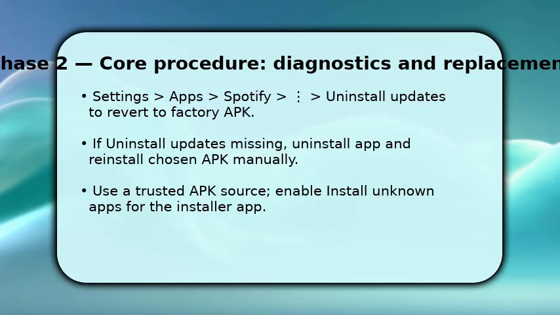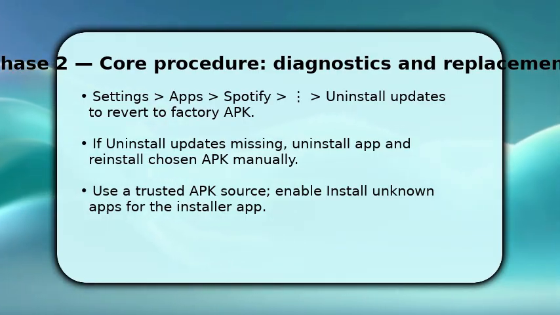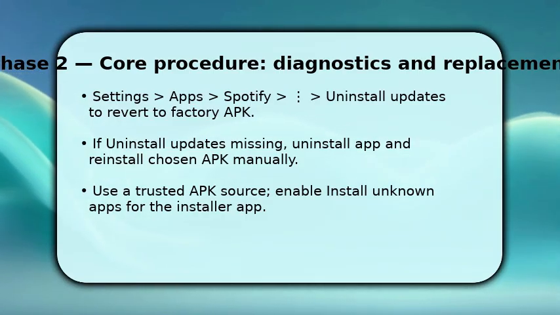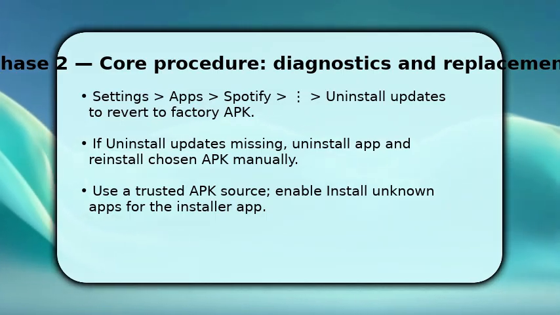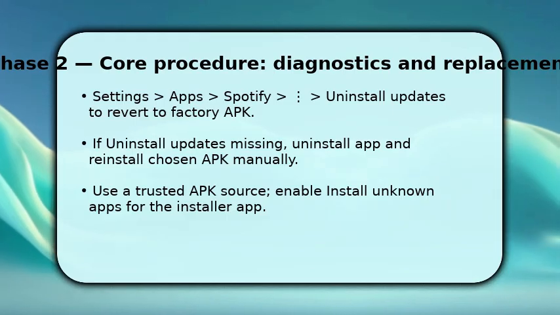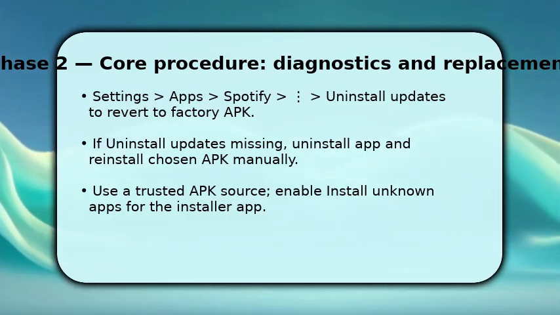If that option is not present, uninstall Spotify entirely and prepare to reinstall an older APK you trust. Make sure you enable Install Unknown Apps for the file manager or browser you'll use. You're doing this to replace the updated package with a stable release, so verify version numbers before installing.